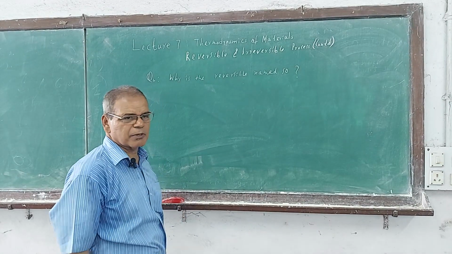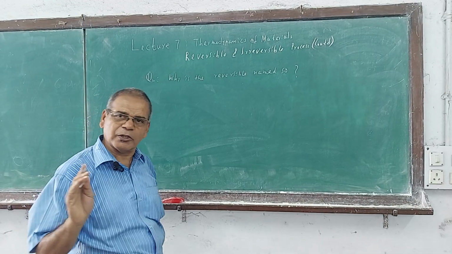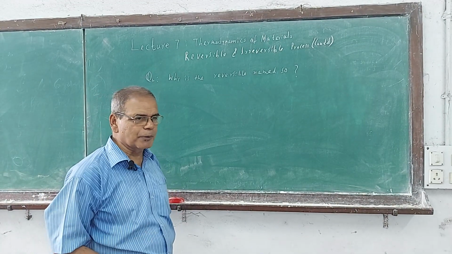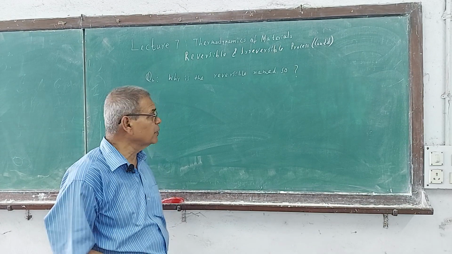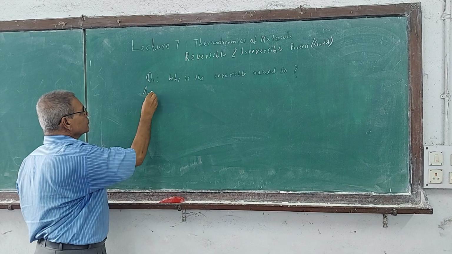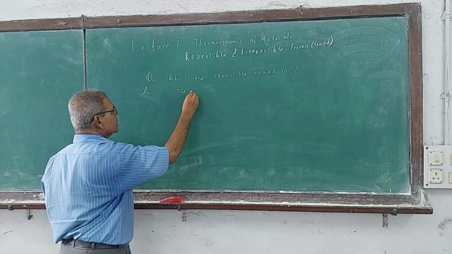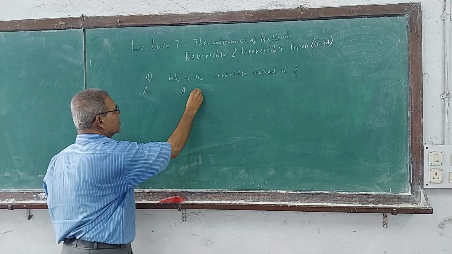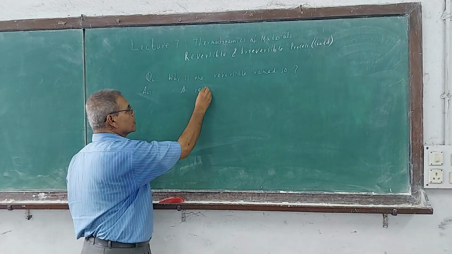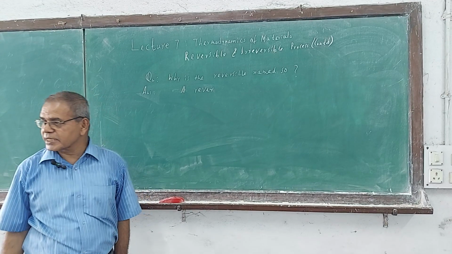Why is it reversible? We know we are carrying it out with an infinitesimally small driving force, making the system move through a continuum of equilibrium states. But why is it reversible? So, come on, answer. A reversible process can be reversed. A reversible process can be reversed without producing permanent changes elsewhere.